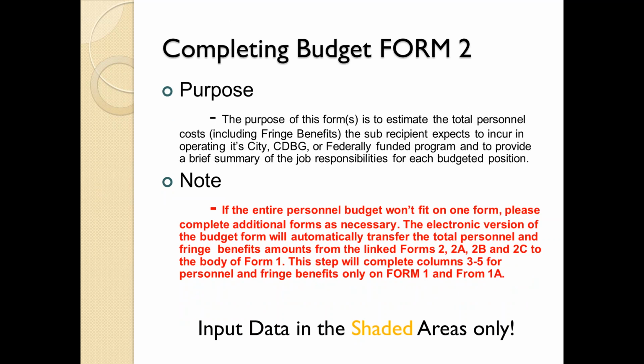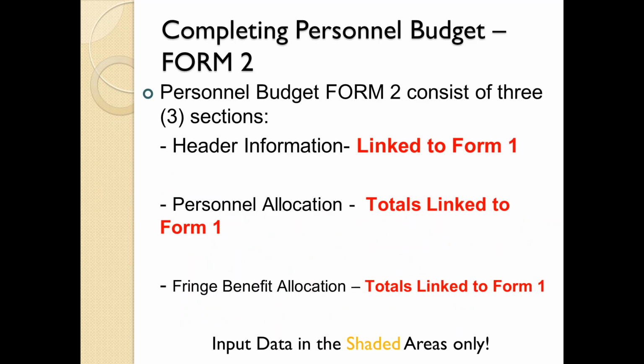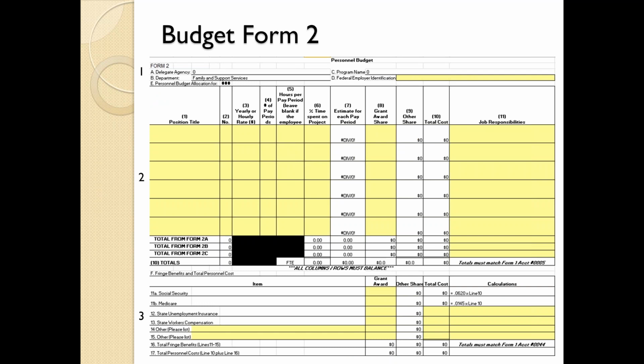So here we are telling you the purpose of the form is for personnel costs, Form 2. Just again, reading the note that everything is linked, and you will only be able to input data in the shaded areas only. Again, more information on the form: header information is linked, personnel allocation is linked, total fringe benefit allocation is also linked. Remember that you're only going to be showing data in the shaded areas. Here's just another example of the form for you to take a look at.